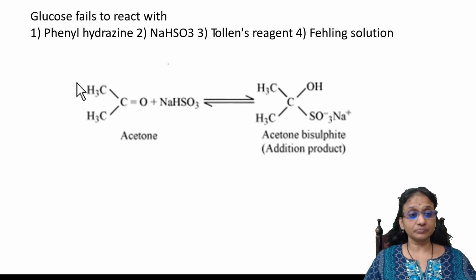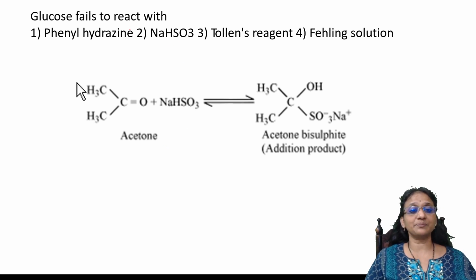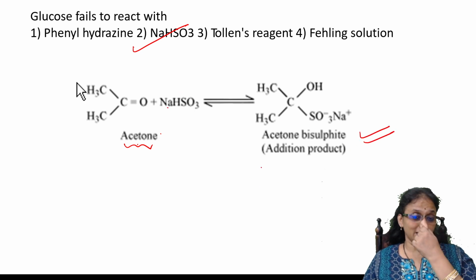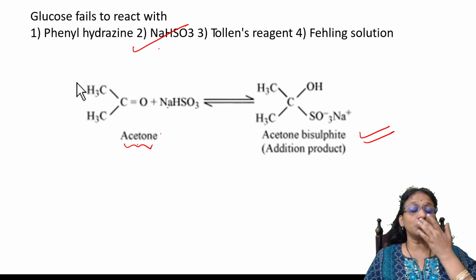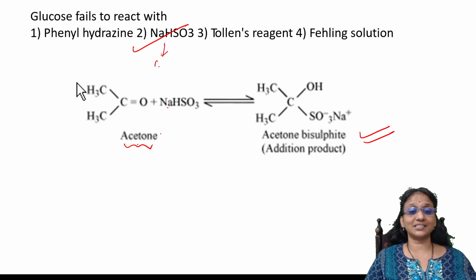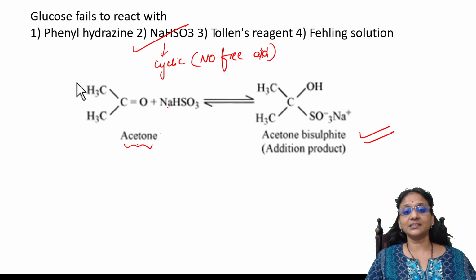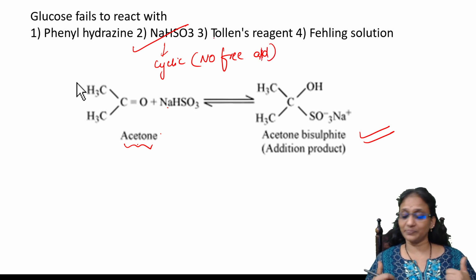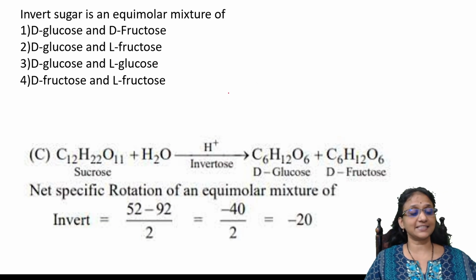Nice. Next question. Glucose fails to react with... Yeah, remember, students. Yes. So here, glucose is the one which does not react with NaHSO3, but a ketone is a compound which will react with NaHSO3 and form an addition product. What is the reason? Basically, glucose is going to form a cyclic structure, correct? Because of this cyclic structure, there is no free aldehyde group. No free aldehyde. That's the reason it will not react with NaHSO3. See? Next question.